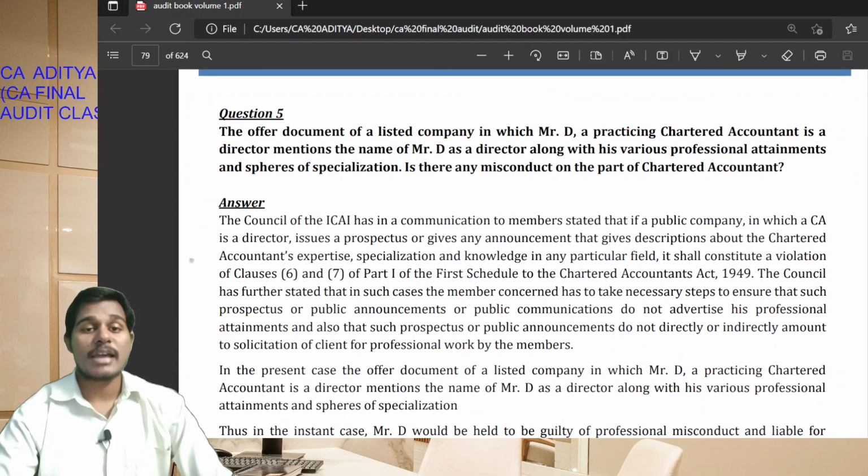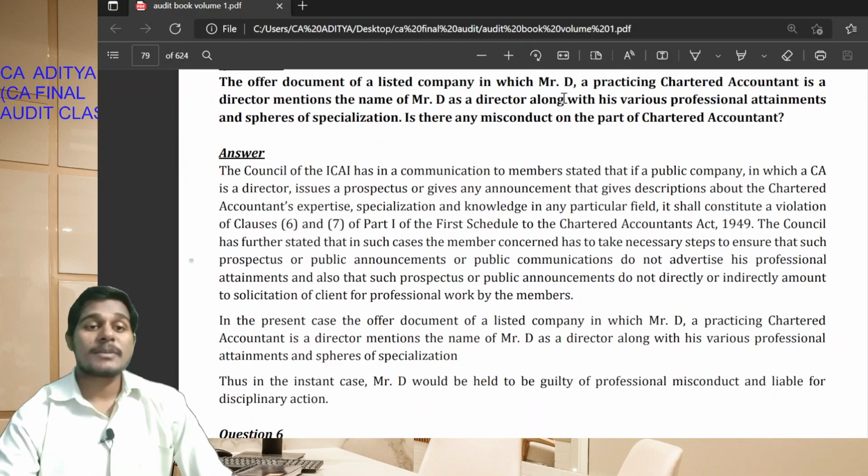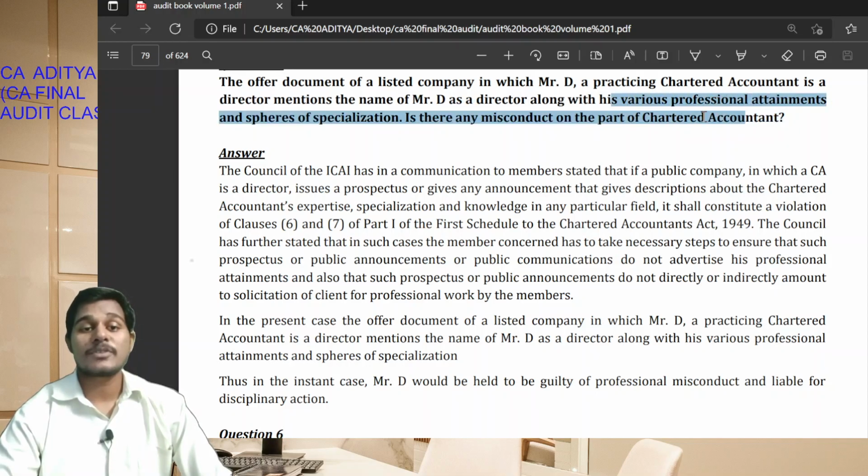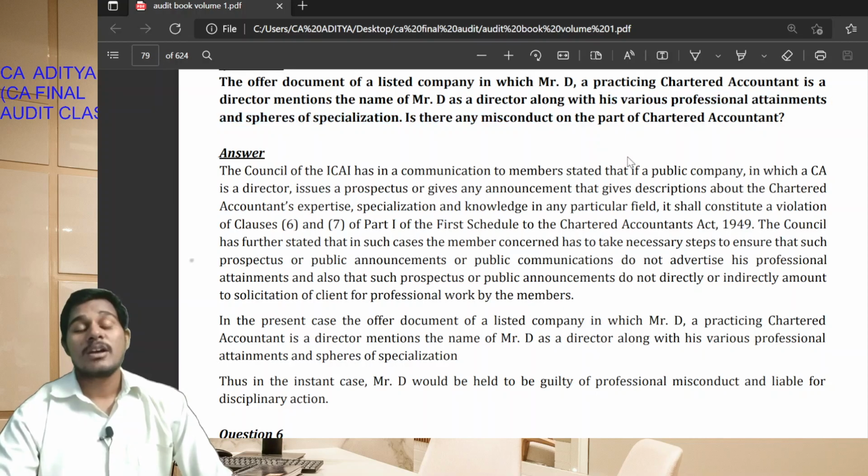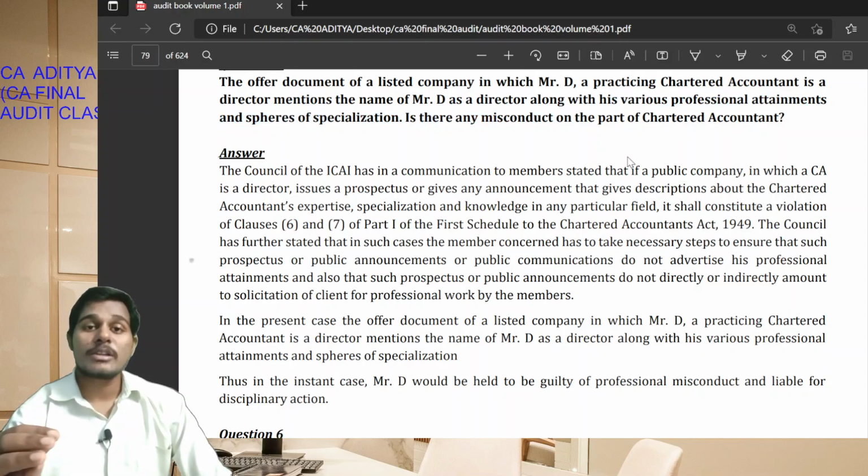So he will be professionally misconduct as per clause 6 and clause 7 of Part 1 of the First Schedule to the Chartered Accountants Act. The offer documents of a listed company, in which Mr. D, a practicing chartered accountant, is a director, mention the name of Mr. D as a director along with his various professional attainments. See, students, a prospectus should contain only the name, chartered accountant, and it should not contain any professional attainments or firm name. Since in the present case it contains the professional attainments, he will be professionally misconduct.